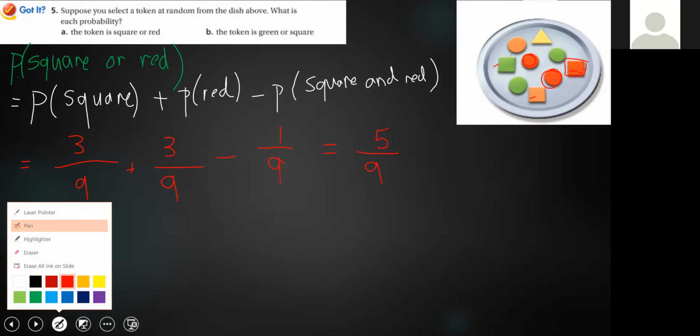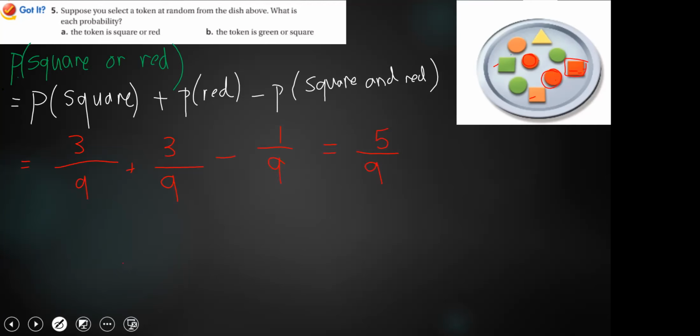Now, is it clear? Yes. Let's solve B now. What is the probability of taking green or square?